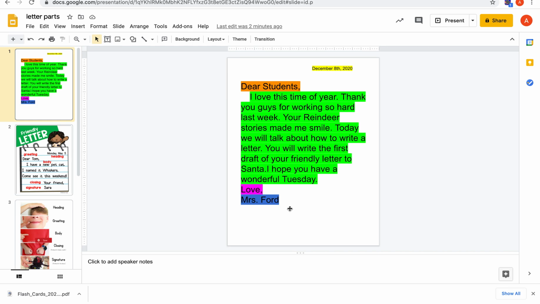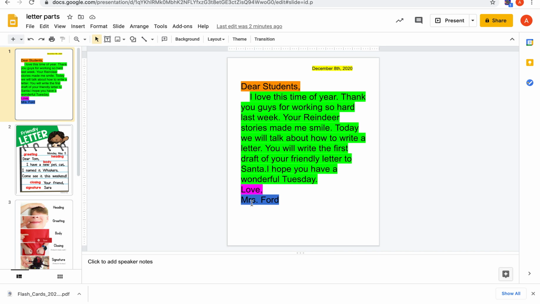Love, Mrs. Ford. Now, if you remember yesterday, we talked about the parts of a letter: the heading, the greeting, the body, the closing, and the signature. Today, we're going to talk a little bit more about those parts.